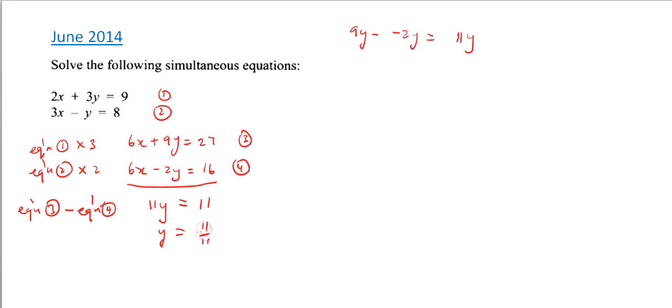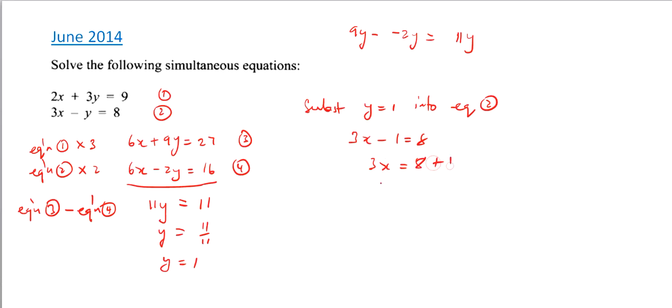So therefore y is equal to 11 divided by 11, which is equal to 1. Then we need to substitute y equal to 1 into equation, let's say 2. So therefore 3x minus 1 equal 8. So 3x is equal to 8 plus 1. Therefore 3x is equal to 9. So therefore x is equal to 9 over 3. Therefore x is equal to 3. Okay.